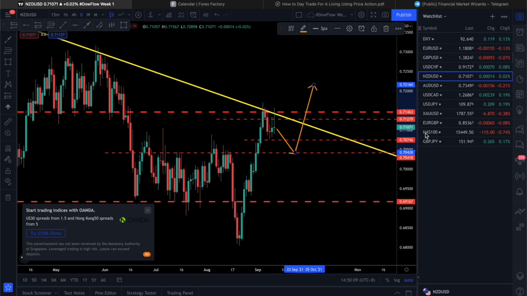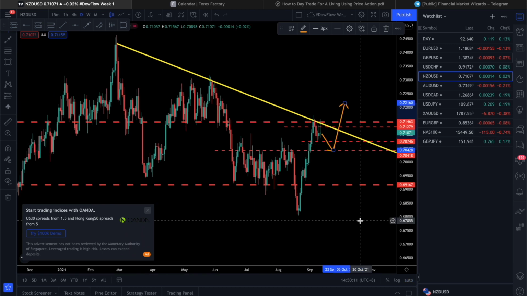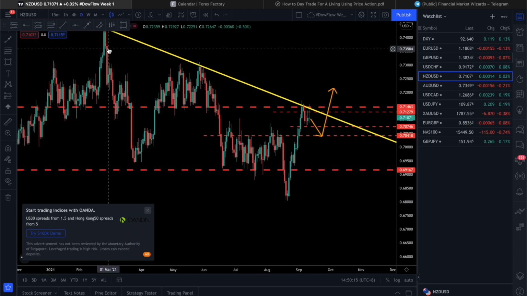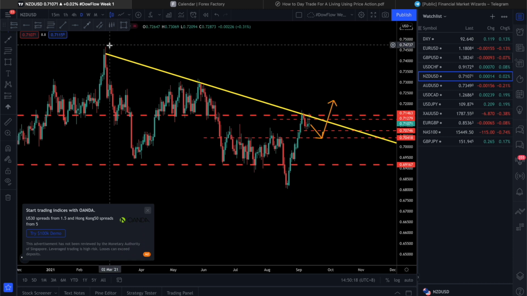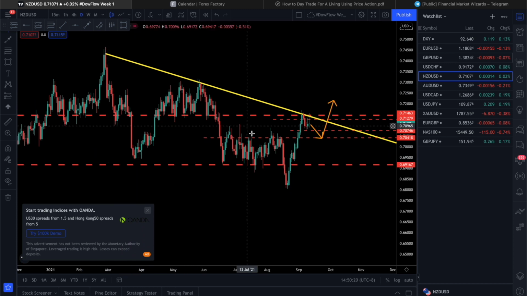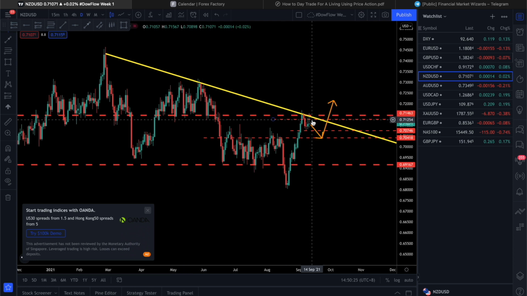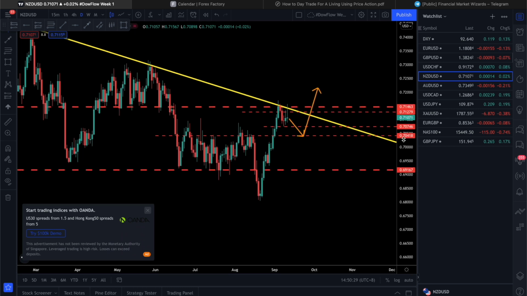I would say that Kiwi dollar market structure is still more bearish than bullish, because if you look at this big picture here, you have a high here, you have a low, you have a lower high, and you have a lower low, and this one is not broken yet, okay? And of course, this trend line is holding, acting as resistance. So between the two, between bullish and bearish, I would say that it's more bearish.